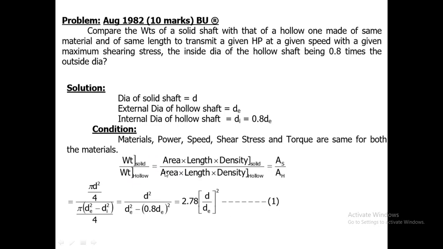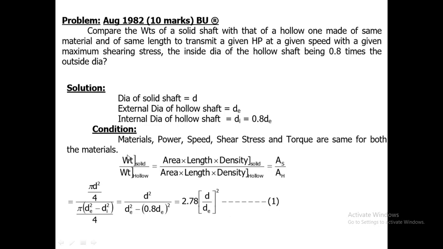So here we have the diameter of the solid shaft, we take it as D, external diameter of the hollow shaft we take as DE, internal diameter we take as DI. So DI is 0.8 times DE, so that relationship is given here.